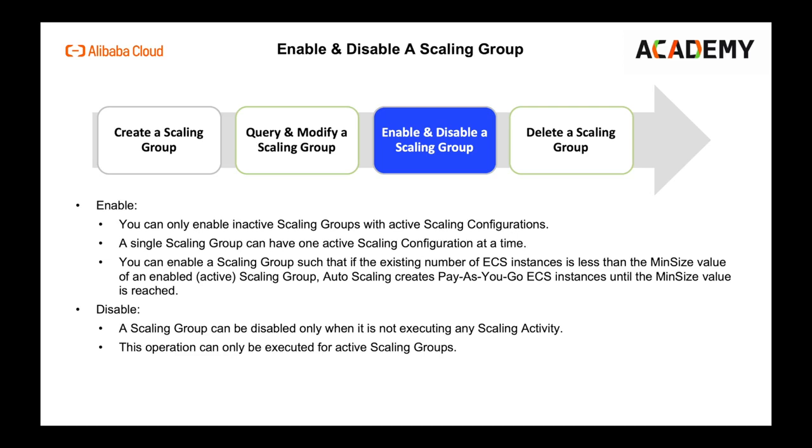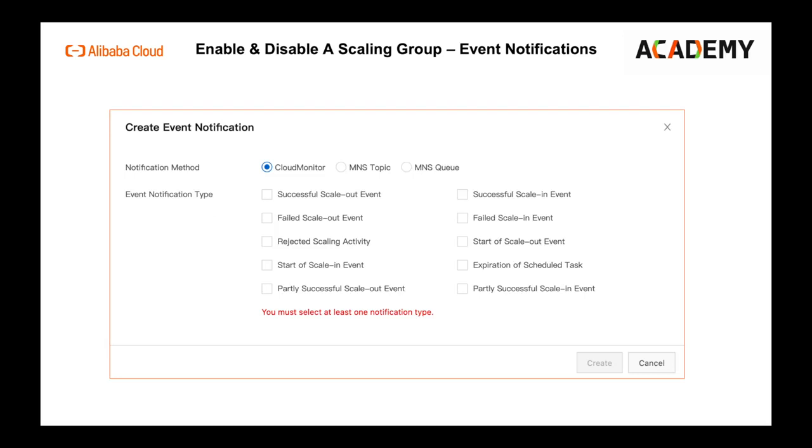In terms of disabling scaling groups, you should keep in mind that a scaling group can be disabled only when it is not executing any scaling activity, and this operation can only be executed for active scaling groups. Since we haven't set up a scaling configuration yet, we cannot enable our group, so let's save that for later in the course.